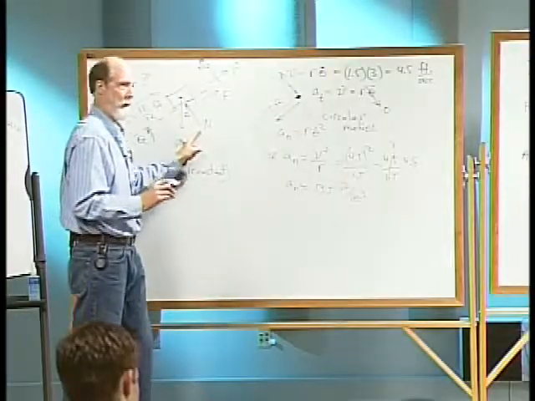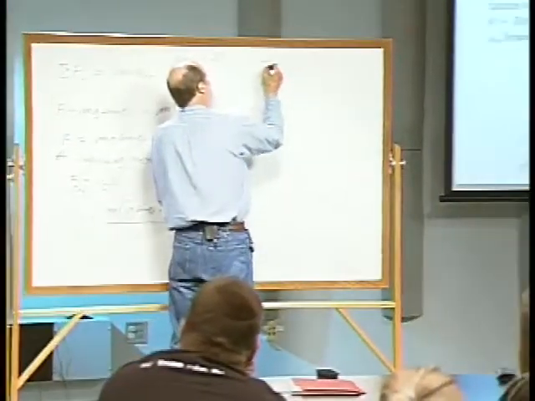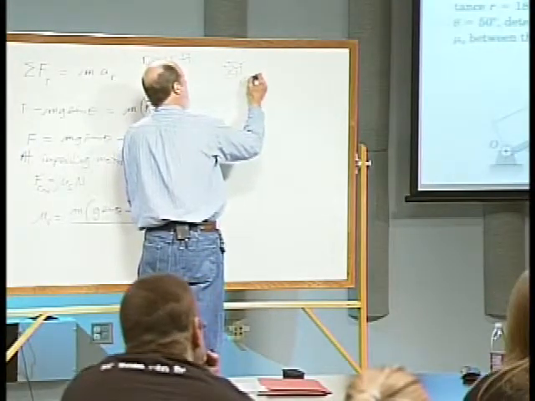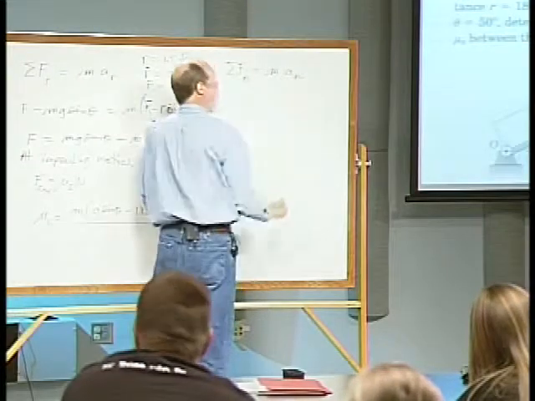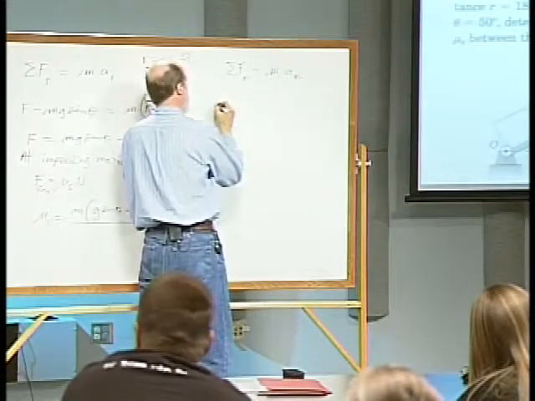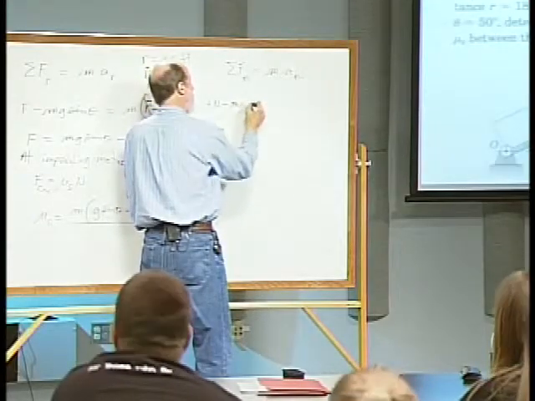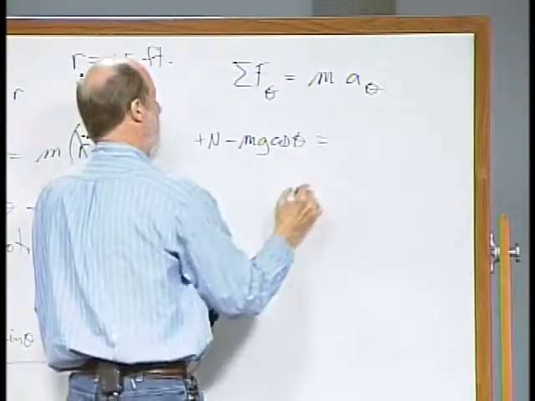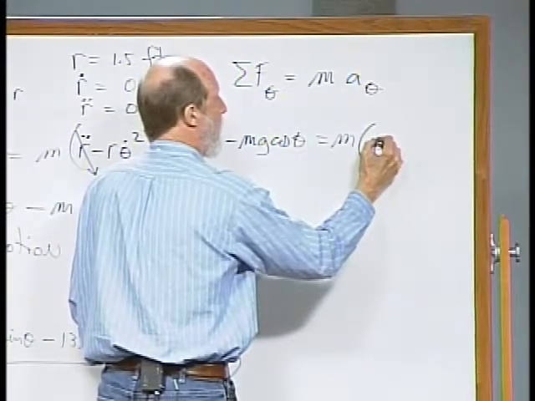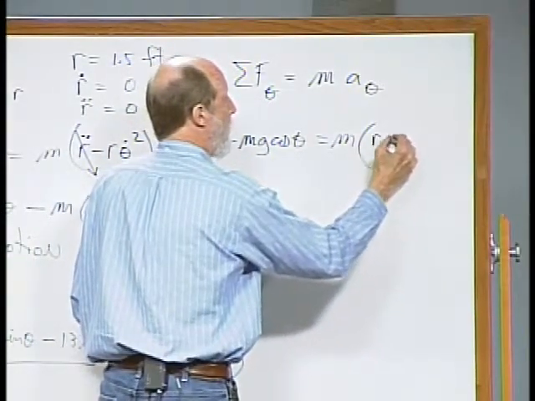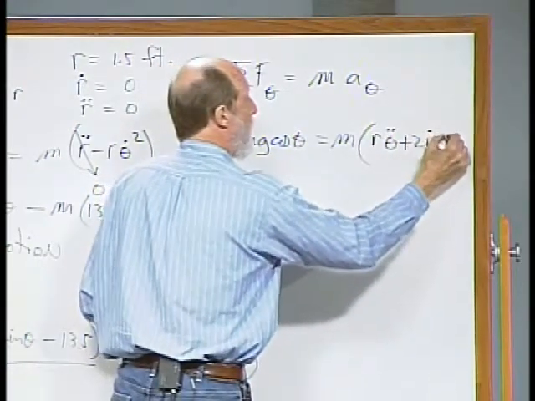Check yourself by writing the dynamics equation. Looking at the sum of the forces in the theta direction equals the mass times the possible acceleration in that direction. Let's do it. So we have a positive N minus mg cosine theta, and that has to be equal to the mass times r theta double dot plus 2 r dot theta dot.